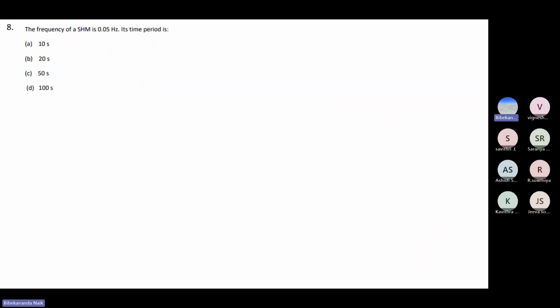And again, the next question is: the frequency of a simple harmonic motion is 0.05 hertz. Its time period is how much? Yes, can anyone tell me? It's a very easy question. If the frequency of simple harmonic motion is 0.05 hertz, then what will be its time period? Yes, can anyone tell me?